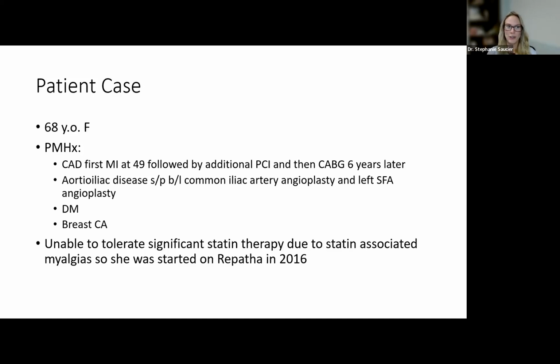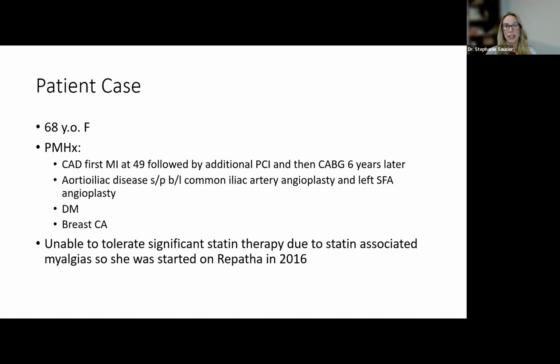She's a 68-year-old female, and she has premature coronary artery disease. Her first MI was at the age of 49. This was followed by additional percutaneous interventions, stenting, and then subsequently 6 years after her first MI, she required a CABG. She also had significant peripheral arterial disease with aortoiliac disease. She's had bilateral common iliac artery angioplasties. She had a left-sided SFA angioplasty as well. She has a history of diabetes that is well controlled and also a history of breast cancer.